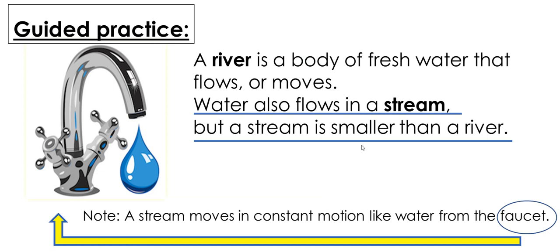Again, a river is a body of fresh water that flows or moves, but water also flows in a stream. A stream is smaller than a river. A stream moves in constant motion like water from the faucet. It just keeps moving in the same motion. That is the stream, and streams always merge or flow into rivers.